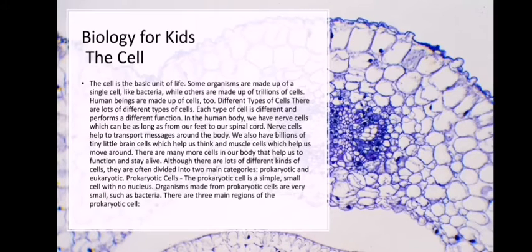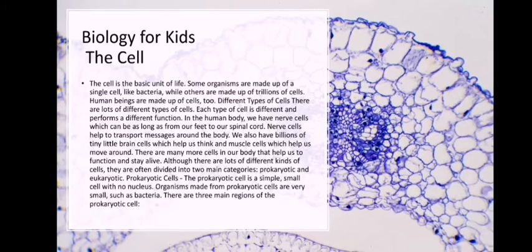For example, the cells in your leg are different from the cells in your spinal cord. Each type of cell is different and performs a different function, as it says here. In the human body, we have nerve cells, which can be as long as from our feet to our spinal cord. Nerve cells help to transport messages from our body. So if someone asks you what a nerve cell is, you just say this: nerve cells help to transfer messages to our body, and are as long as from our feet to our spinal cord.